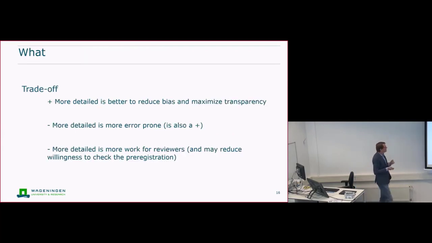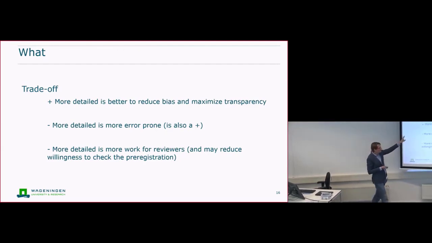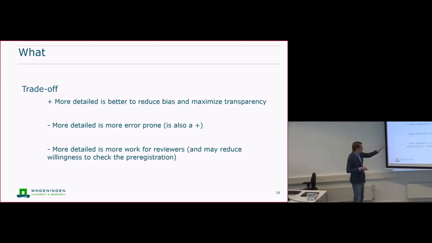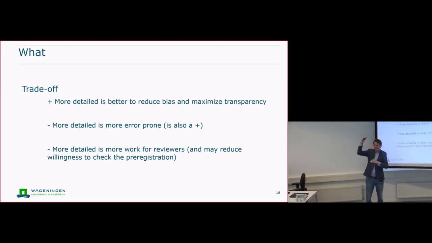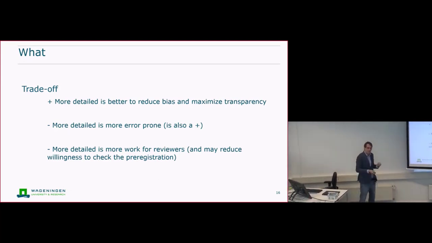And the heuristics that you can use. So of course there's a trade-off. The more detailed you pre-register, the less bias there might be in there, and the more transparency you get. So detailed is in essence better. But of course, if you have really lengthy pre-registrations, like four pages, then there's a higher probability of getting errors in there. Really silly errors. I don't mean biases, but just typos or things that you got wrong.